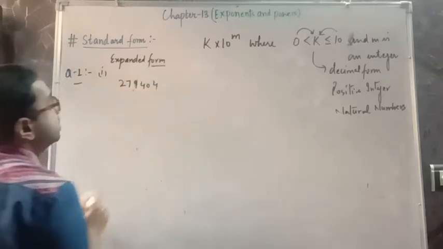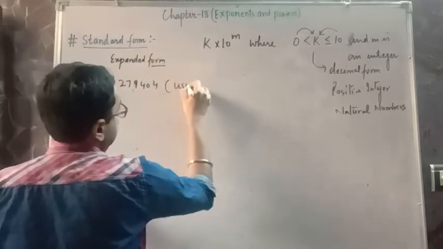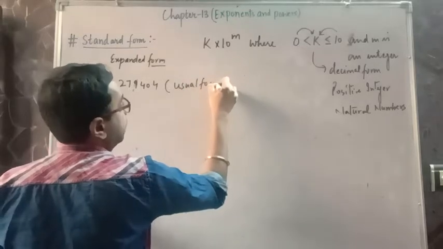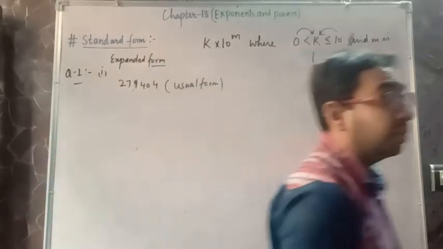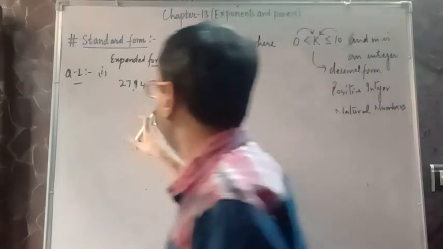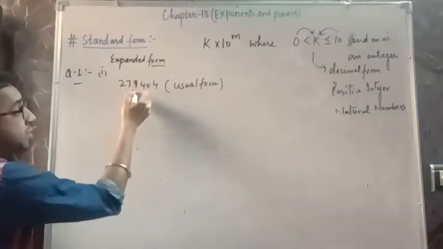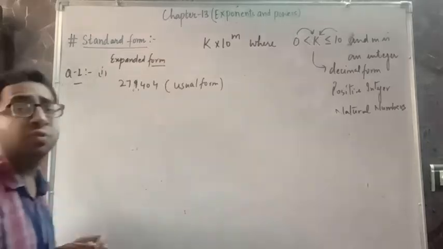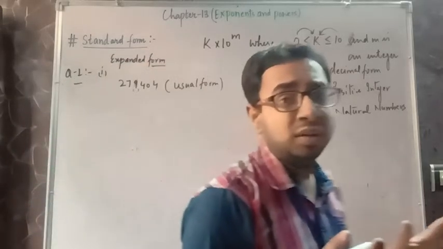270,279,404. This is the usual form because anyone can understand it, even a person who is not an expert in maths. It's absolutely 2,79,404, and he is able to understand it.